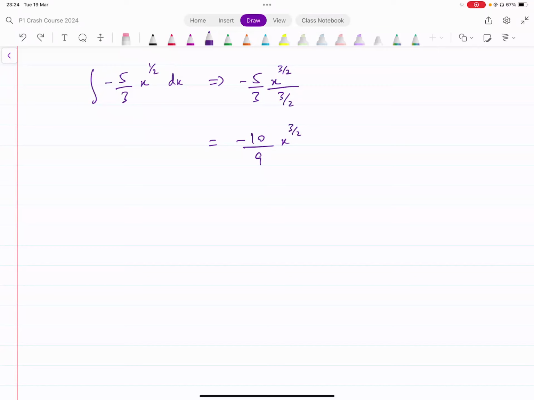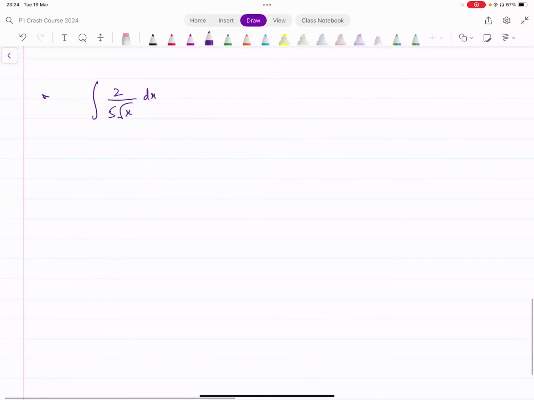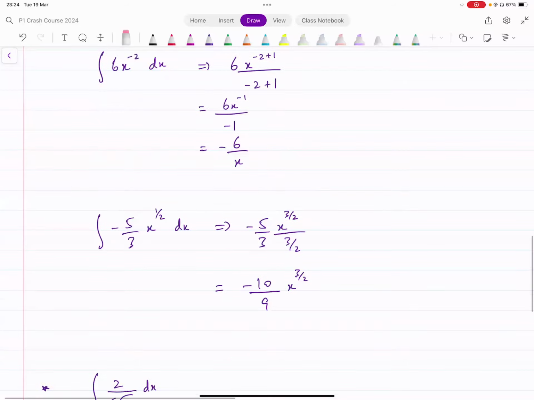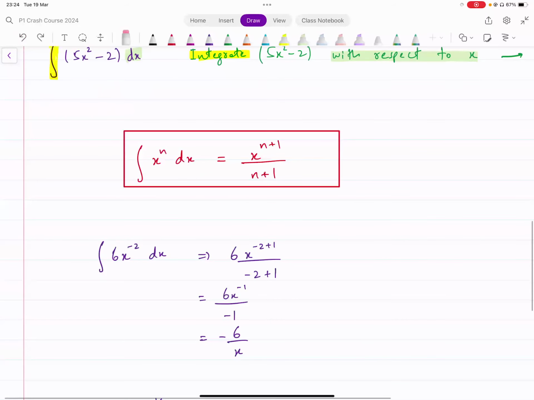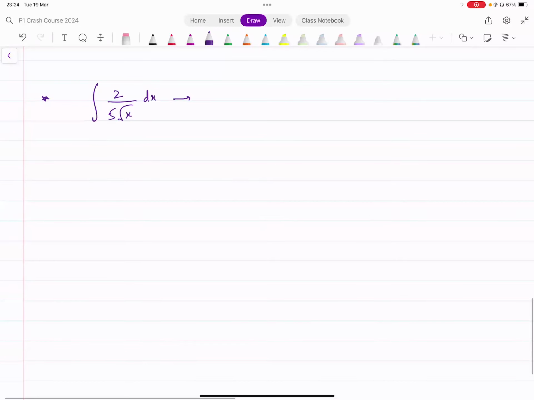Okay, let's take another example. Let's say you have something like this. Integral of 2 over 5 under root x. You want to integrate this. How do you do this? First of all, you would write this in power form, just like we used to do in differentiation. You first need to write this expression in power form such that you have x in the numerator instead of the denominator, because that's what the rule is for. The rule requires x to be in the numerator, not denominator. So let's bring that x term in the numerator first. What is this going to look like?